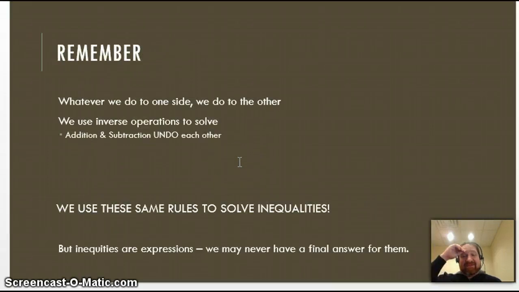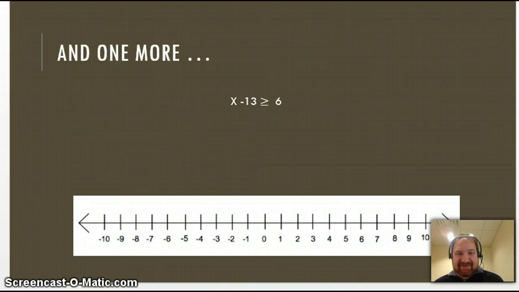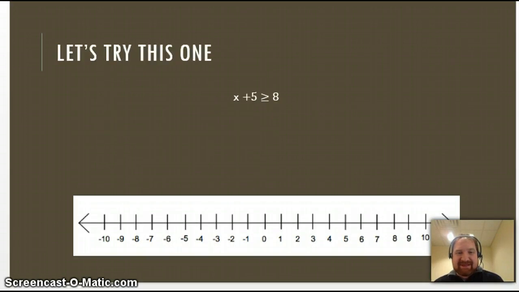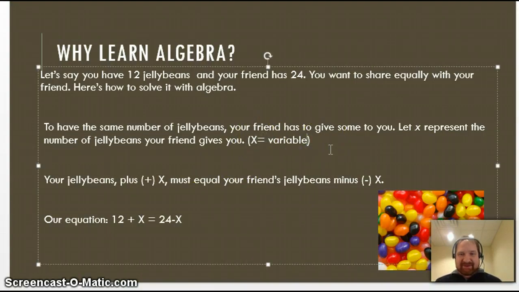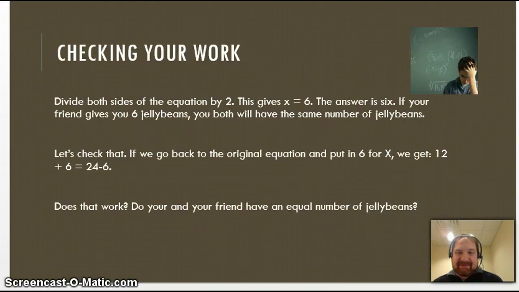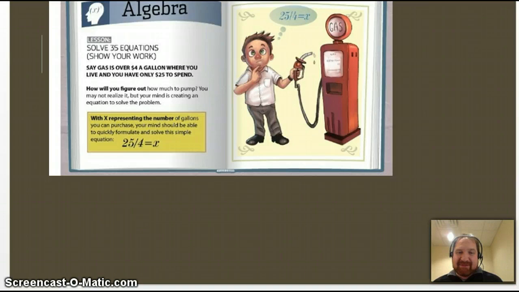So remember, what you do to one side, you must do to the other. Inverse operations will solve them. Same rules will solve inequalities. Inequalities are expressions. We may never have a final answer to them. So take a look at this in our live classes, how to solve them. Otherwise, one thing I will add is the variable. I'm also going to add here, so like terms means you can't put your 24 and your x together. Properties, you have to balance out the equation. We call that the properties of equality, and the variable will always change.